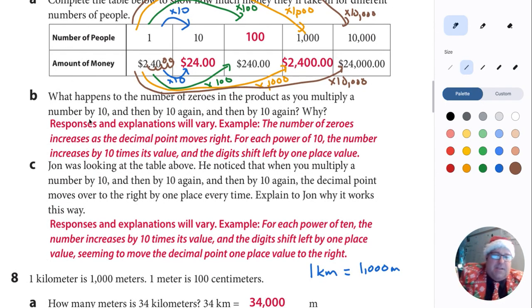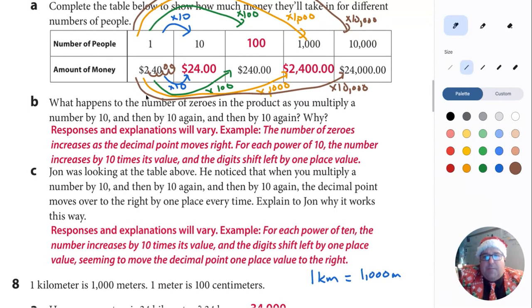Now, these answers to B and C are kind of similar. So what happens to the number of zeros in the product as you multiply a number by 10, then by 10 again, then by 10 again? And why? So basically, the number of zeros increases as the decimal moves to the right. For each power of 10, the number increases by 10 times the value. So its digits shift by place value. Basically, again, we're going to move the decimal however many zeros we're multiplying by that power of 10.